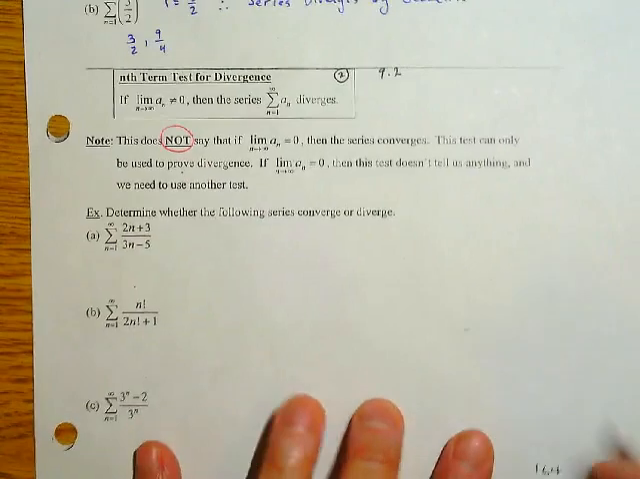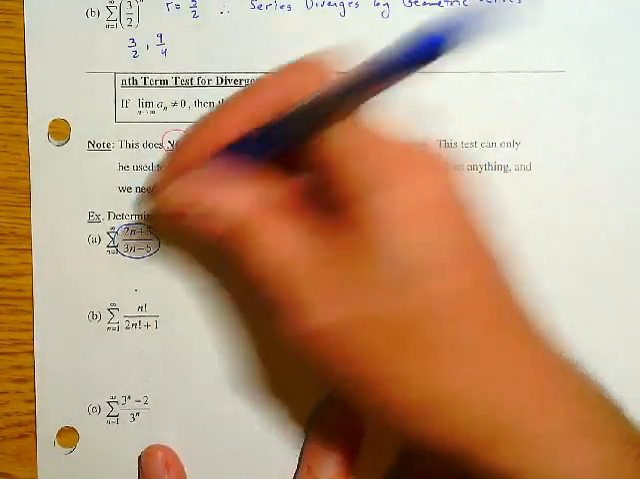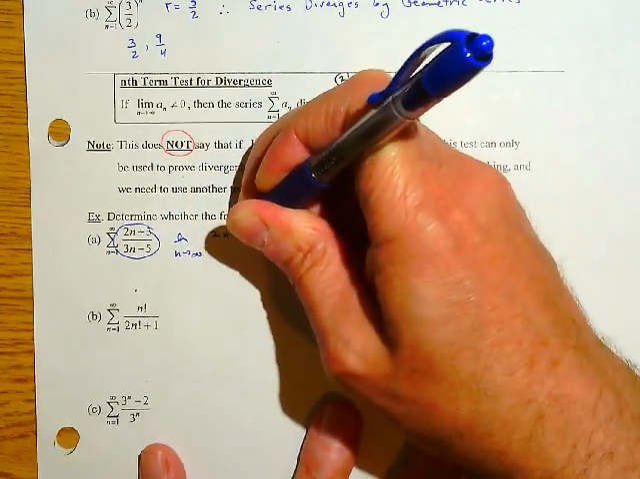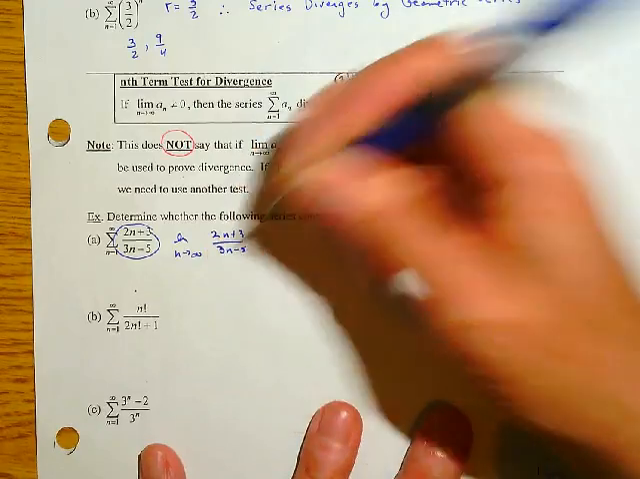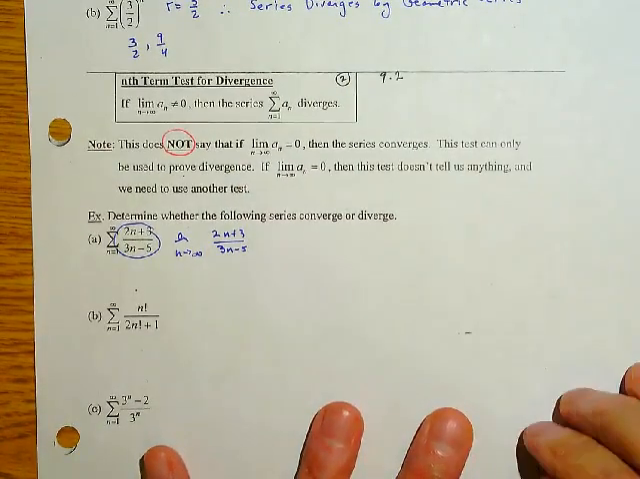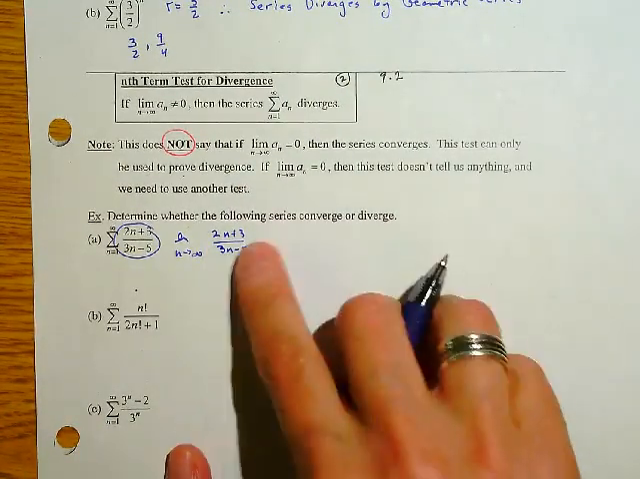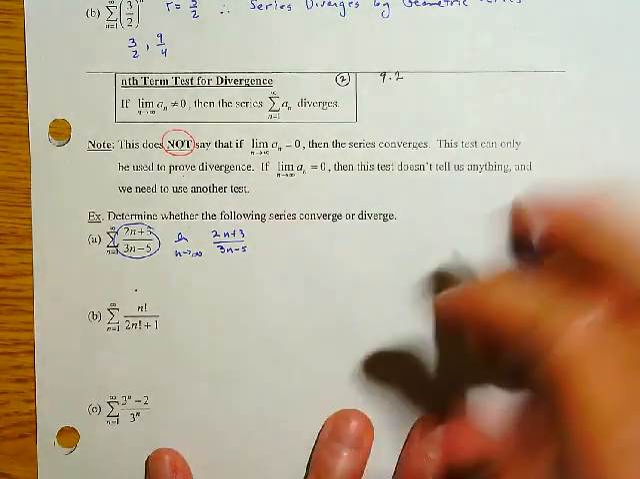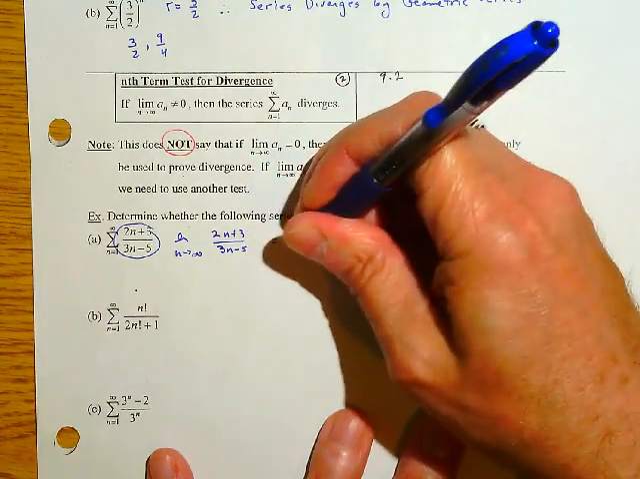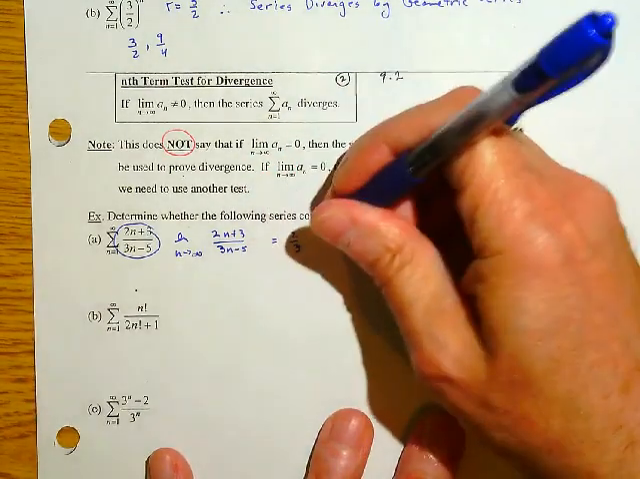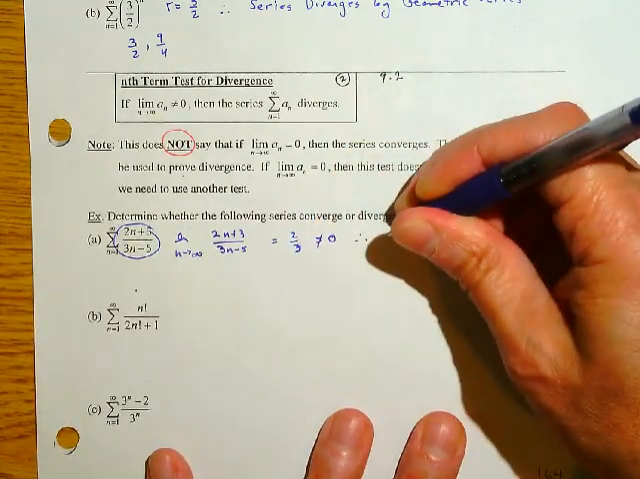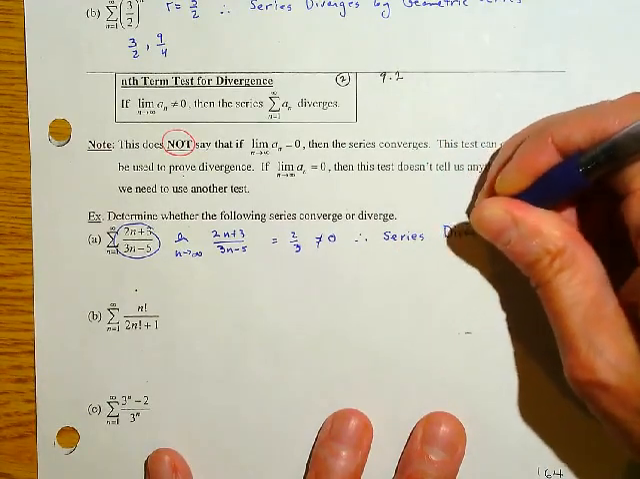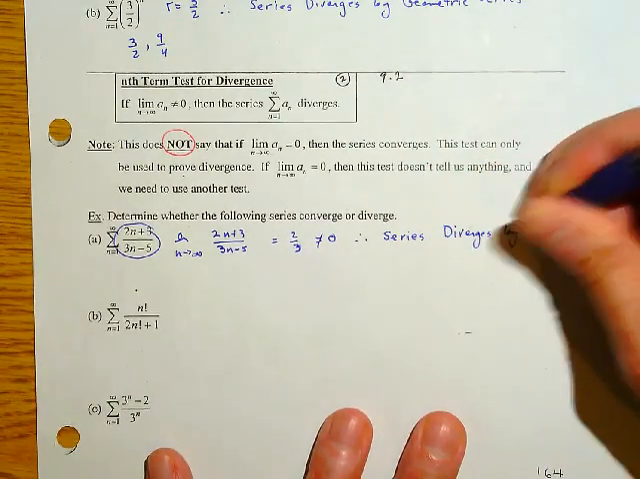Okay? Well, what I'm going to do is take the limit of, this is my a sub n right there. So the limit as n approaches infinity of 2n plus 3 over 3n minus 5. Well, I'm hoping that you're comfortable with seeing that one, right? The degrees are the same, so the leading coefficients, it's going to be 2/3. What can you conclude? Well, 2/3 is not equal to 0. Therefore, the series diverges by nth term test.